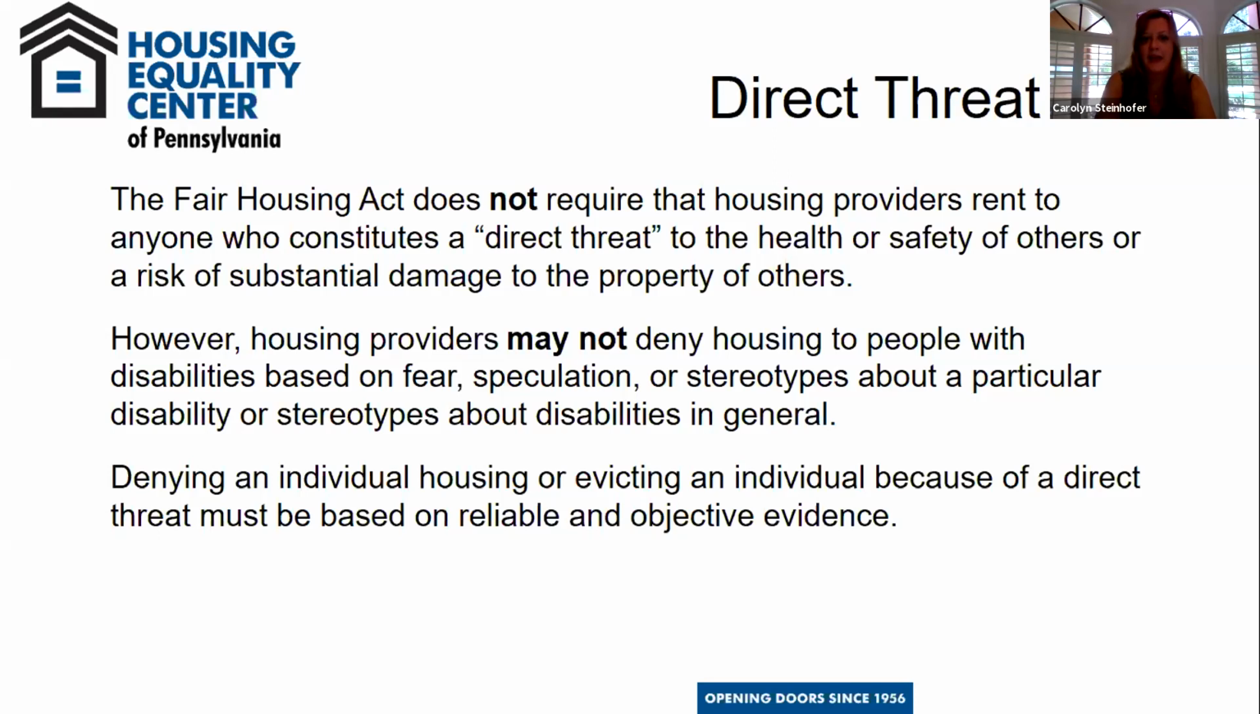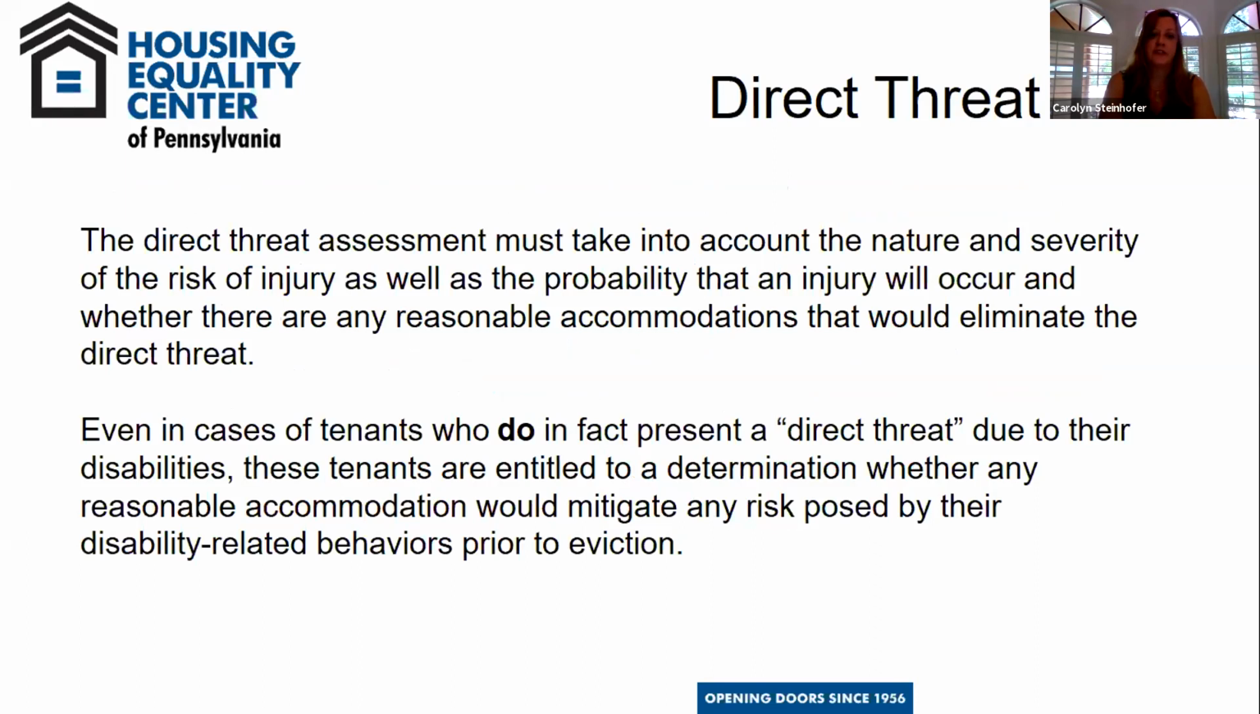And if you will be denying housing or evicting someone because of the fear that they will be a direct threat to the health and safety of others or your property, that must be based on reliable and objective evidence. So you have to take into account the nature and severity of the risk of injury, as well as the probability that an injury will occur, and whether there are any reasonable accommodations that would eliminate that direct threat. So even in cases where tenants in fact do present a direct threat due to a disability, they're entitled to a determination whether any reasonable accommodation would mitigate any risk posed by their behavior prior to eviction.